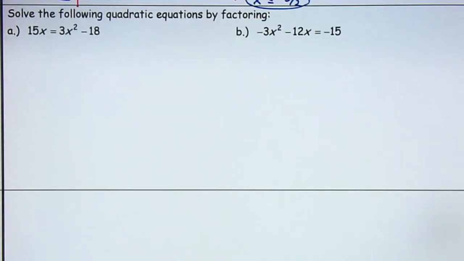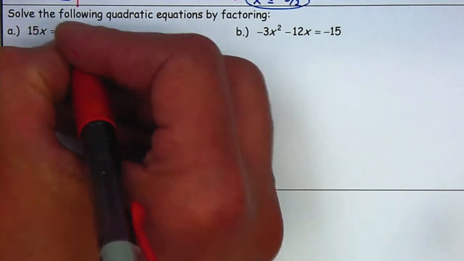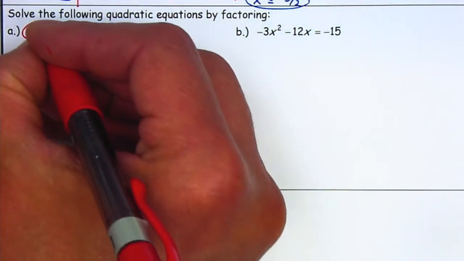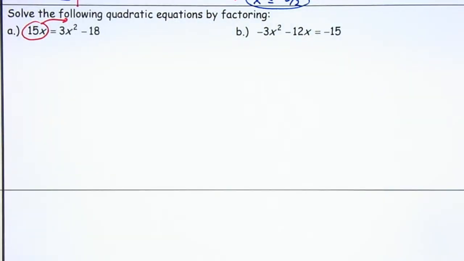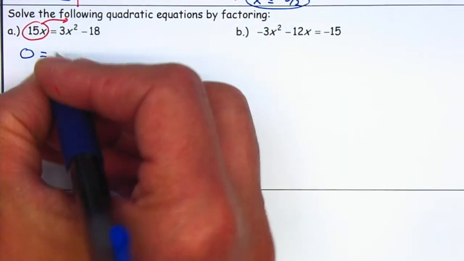Great. On example number 4, we want to make it equal to 0 in order to factor it, so we can use our zero product property. I'm going to move my 15x to the right. It's going to become a negative.